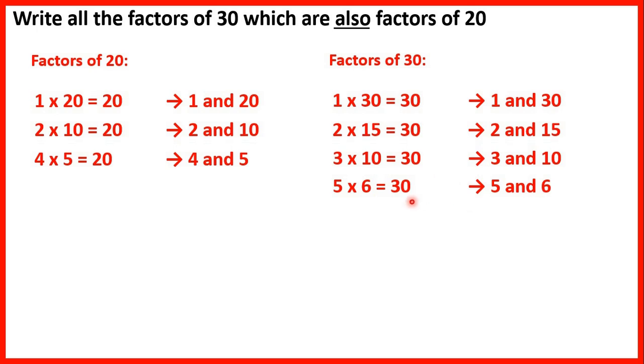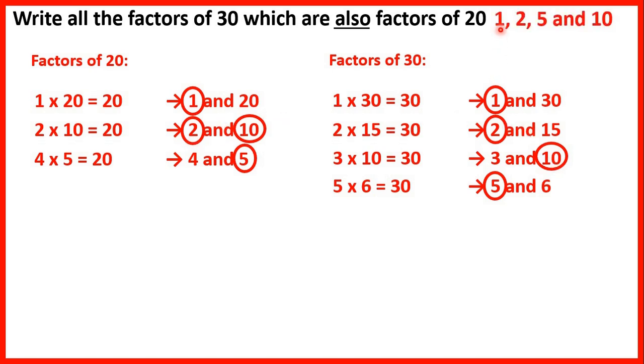Now we need to find the common factors because we need to write all the factors of 30 which are also factors of 20. We can see that 1, 2, 5 and 10 are factors of both 20 and 30. So the numbers we need to write are 1, 2, 5 and 10 because they're the common factors of 30 and 20.